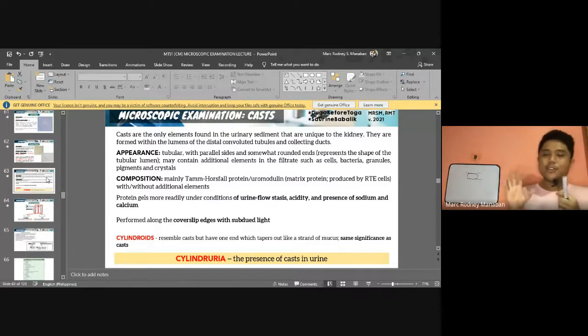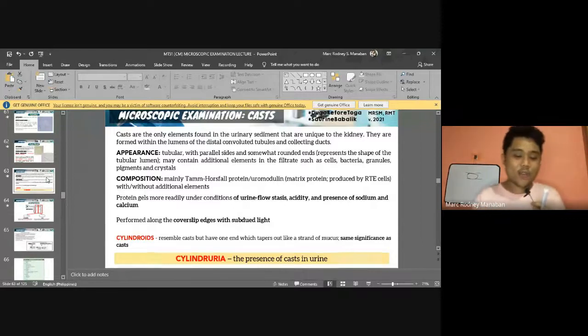And whatever cells, whatever bacteria, whatever constituents may be found in the tubule can also be included or incorporated into the cast. And this can indicate the possible condition, possible disease that the patient's kidneys are experiencing.